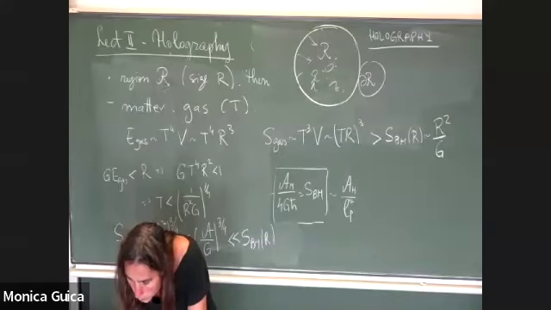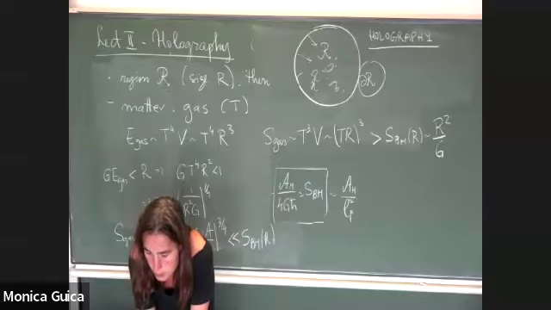Is it particular for black holes, or in general for any gravitational system? Sorry, the fact that entropy is proportional to the area, is that the question?